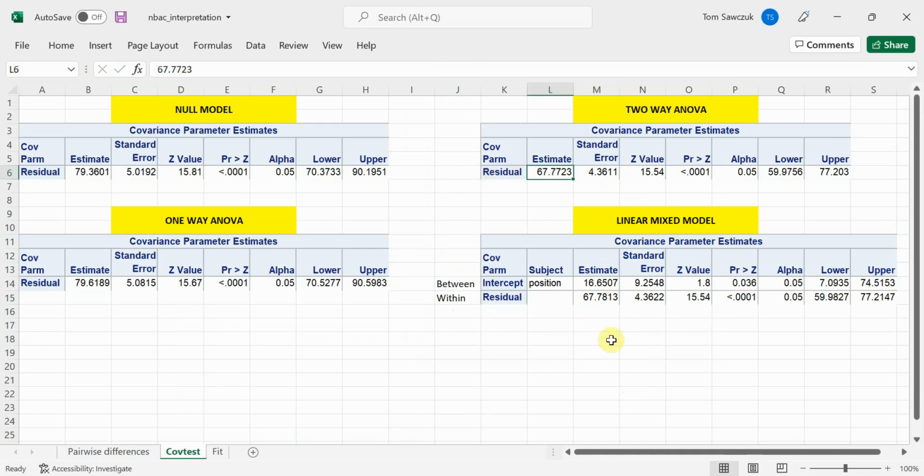On the other hand, within the linear mixed model, now we've partitioned, we can see that the amount of variance that we've taken out is now related to the positions. And in the next video, we'll show you how to interpret that even more. But hopefully this video has given you an understanding of why mixed models can be much more powerful than using two-way ANOVAs in the same situation.